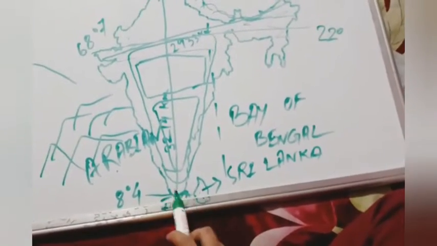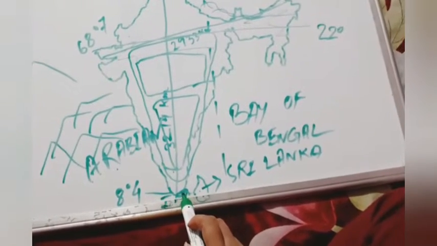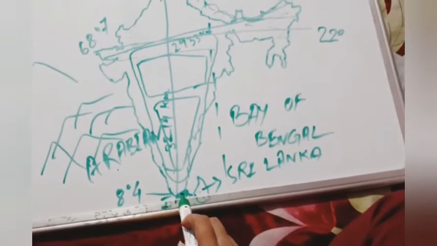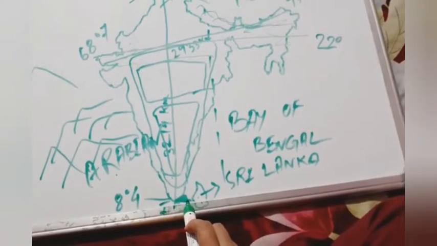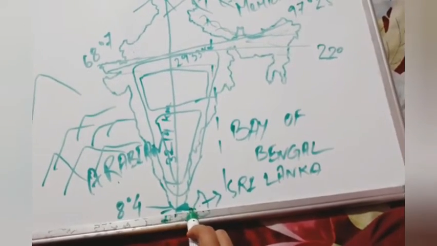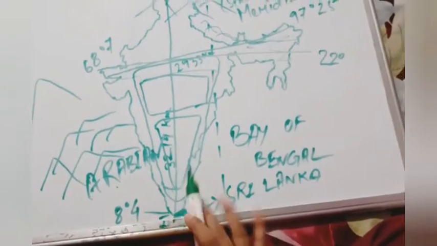And Sri Lanka is separated from India by a narrow path or channel, which is known as Palk Strait and Gulf of Mannar. So this is the island country.